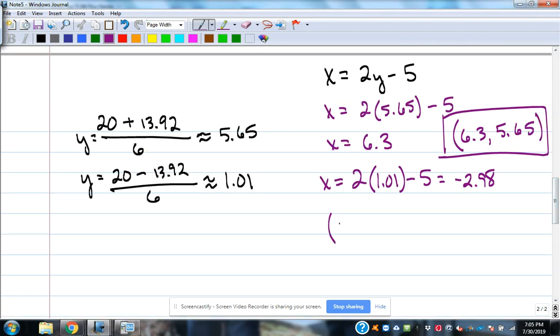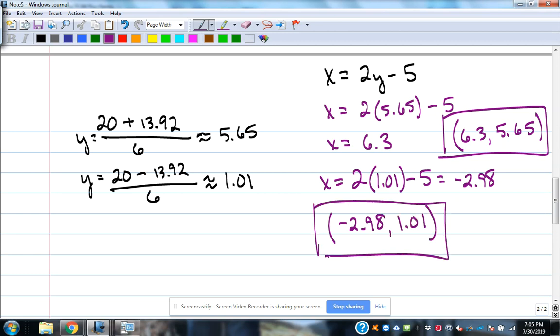So we get the ordered pair (-2.98, 1.01). Decimals in there at the beginning means it's a little tougher because you've got decimals throughout the problem. But rounding can help you out there and get approximations pretty close. It makes it work out real nice for that problem. All right, so not bad, not bad.